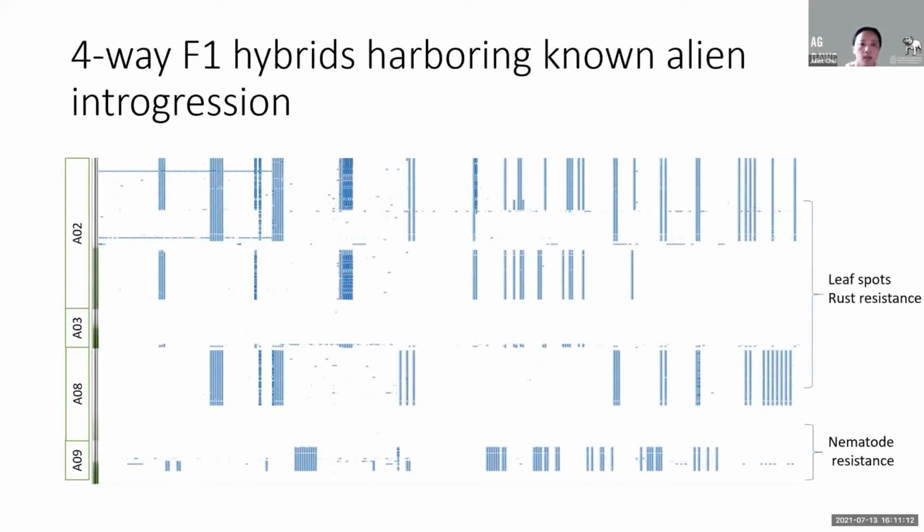You can see that all of these four-way F1 hybrids have different combinations of those introgressions from A02, A03, and A08. All of these regions have been shown to contribute to leafspot and rust resistance. And for A09, there is a known introgression that confers nematode resistance. So all of this has been integrated, or mixed, in our F1 hybrids.